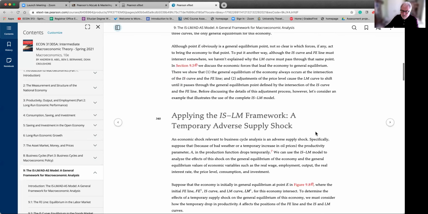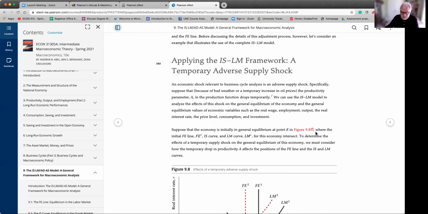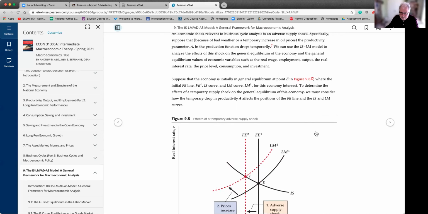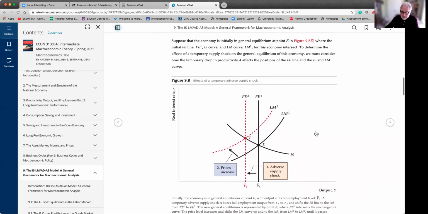And then there's an example here about how do we actually use this model? It's always going to be about something causing a shift in a curve. In this case, it's a negative supply shock to the economy, a temporary supply shock, something that reduces the full employment level of output. In that case, the full employment line is going to be here.